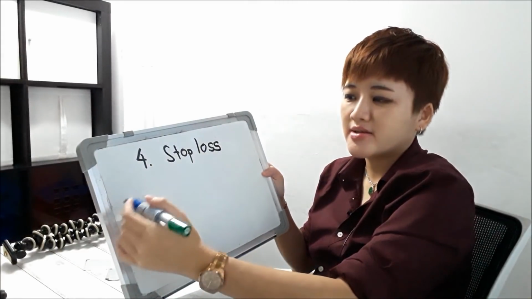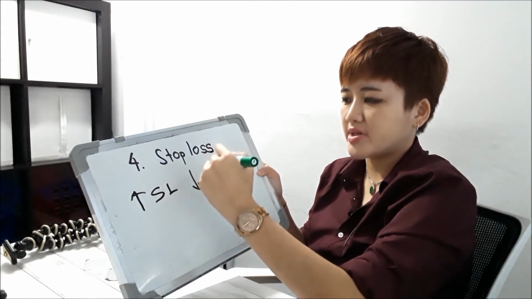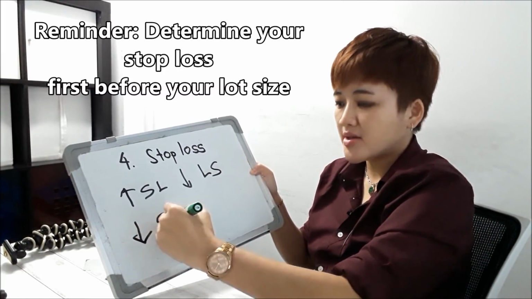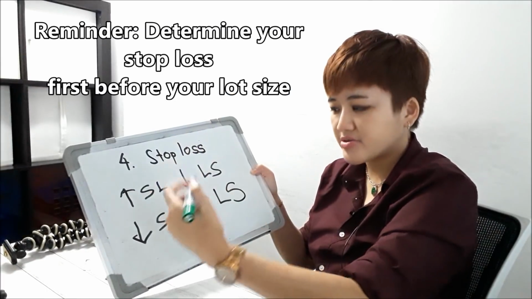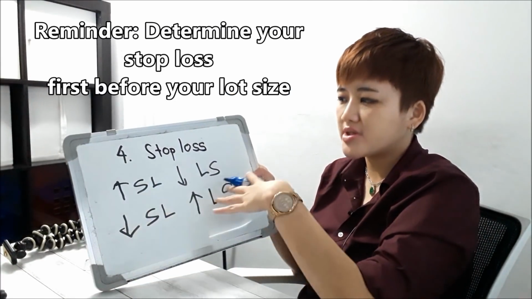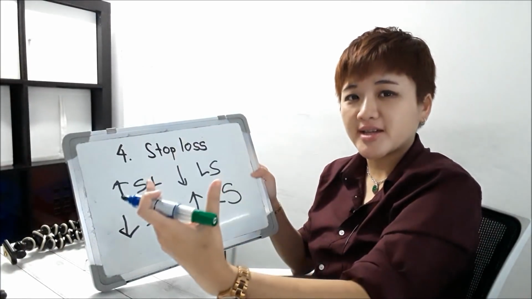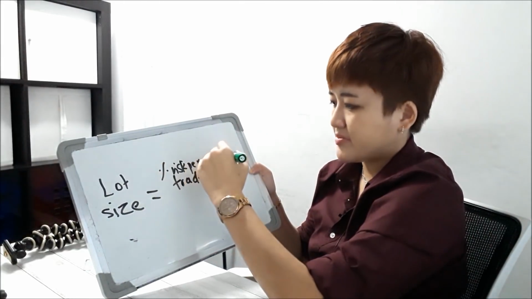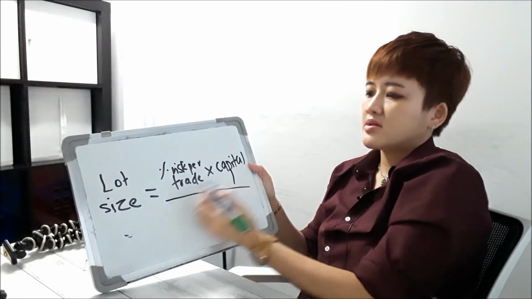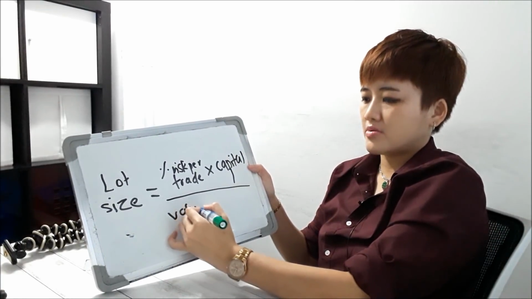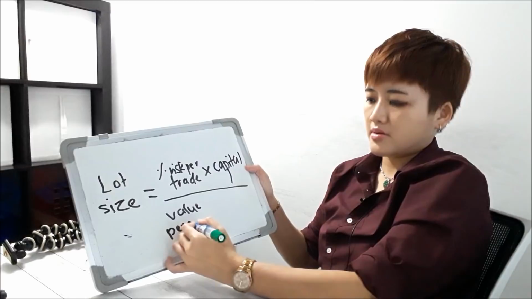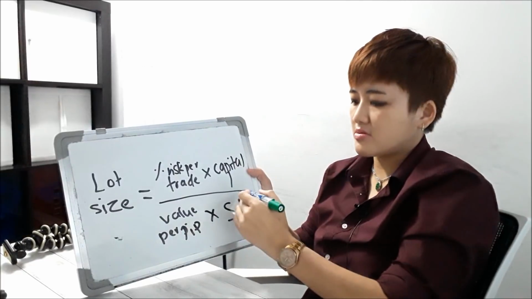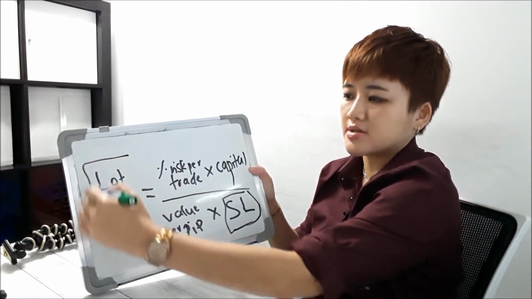As a general guideline, the wider your stop loss, the lower should be your lot size. The lower your stop loss, meaning the tighter it is, the higher you can set your lot size. Because these two, they are inversely proportional. Because if you look at how you calculate your lot size, the formula: percentage risk per trade times your capital, then divided by value per pip divided by stop loss. So these two are inversely proportional to each other.